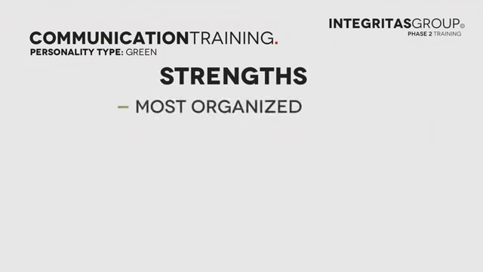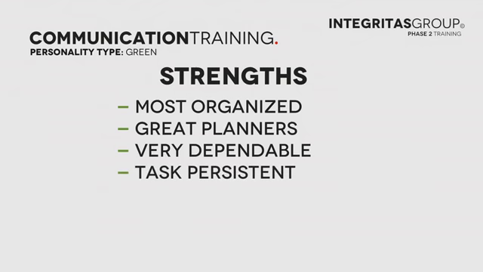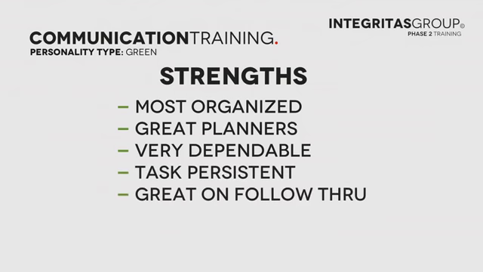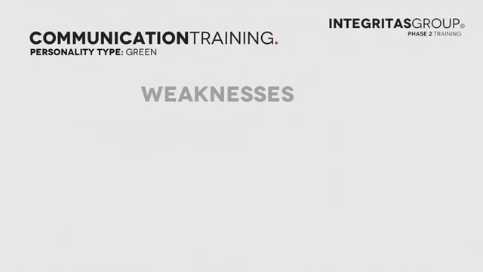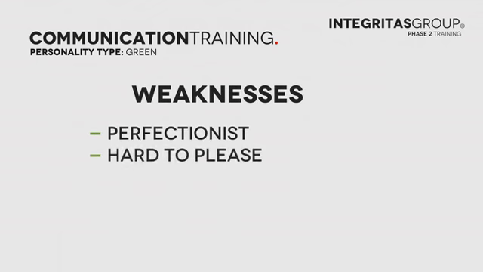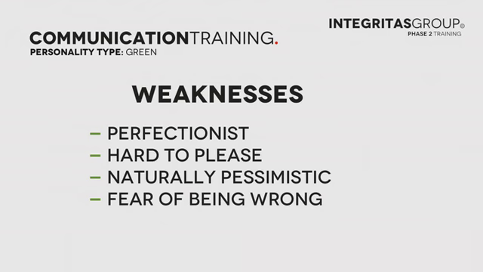Some of the strengths and weaknesses of greens. They're the most organized. They're great planners, very dependable, task persistent. They're great on follow-through, accurate, and they're great problem solvers. The downside or weaknesses: they can be perfectionists, they can be very hard to please, they tend to be naturally pessimistic on a lot of things, and they really have a fear of being wrong.